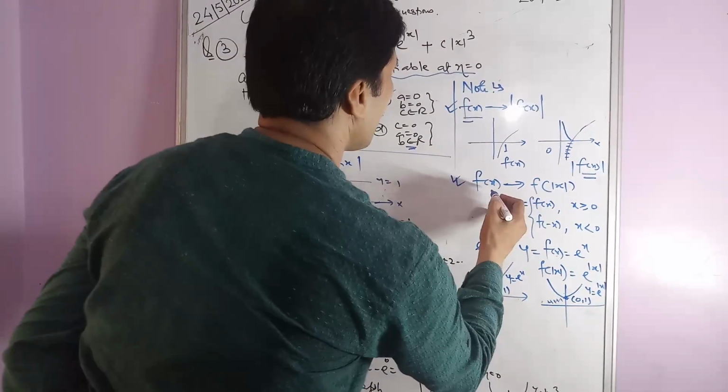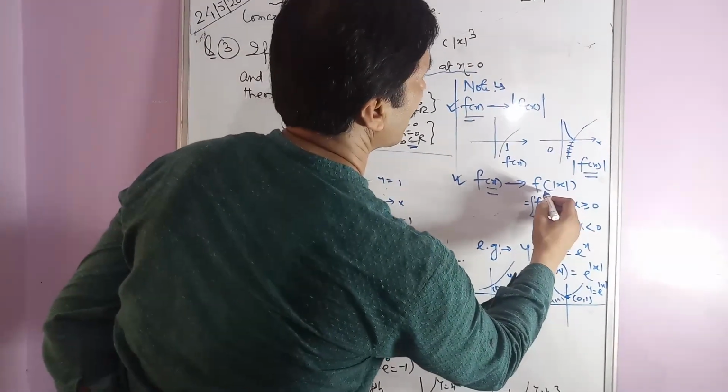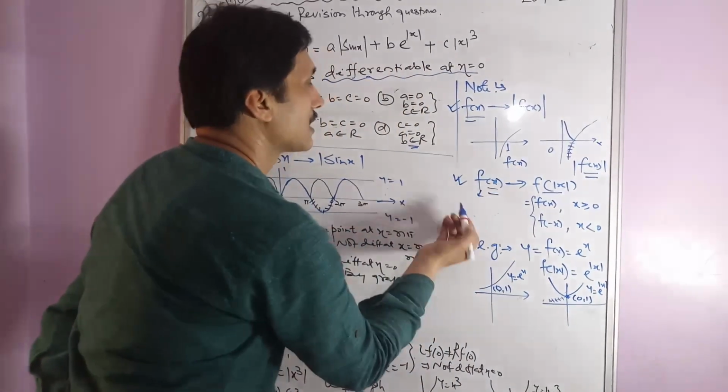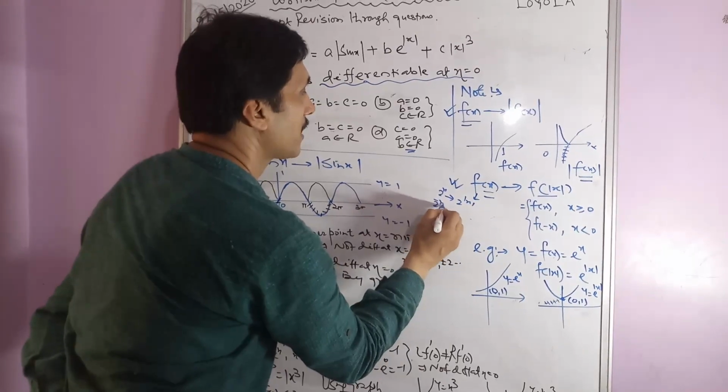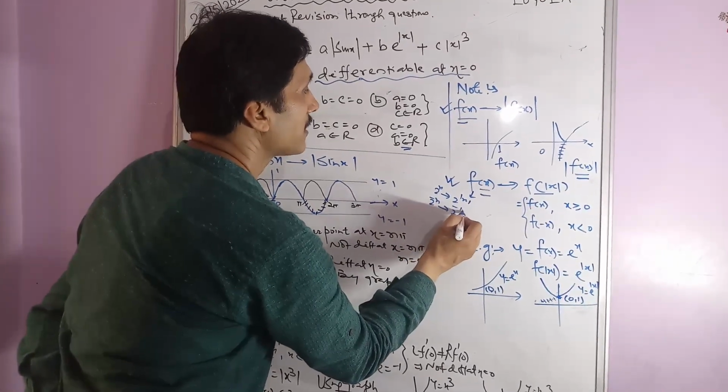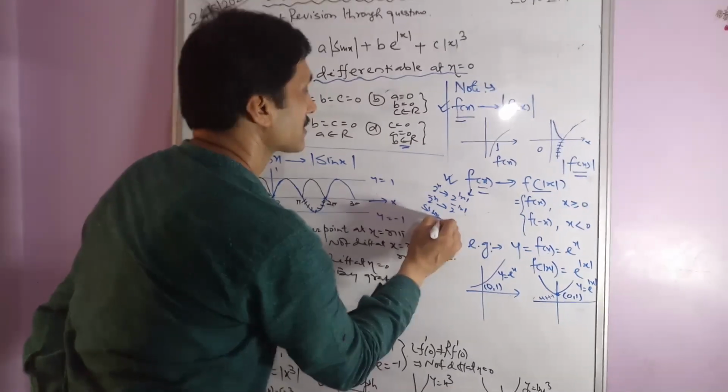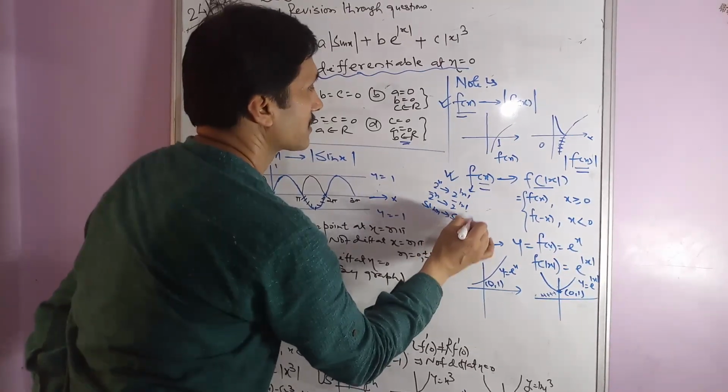Similarly, from f(x) to f of mod x, as for example 2 to the power x, 2 to the power mod x, 2 to the power minus x, 2 to the power minus mod x, sin x, sin of mod x, etc.